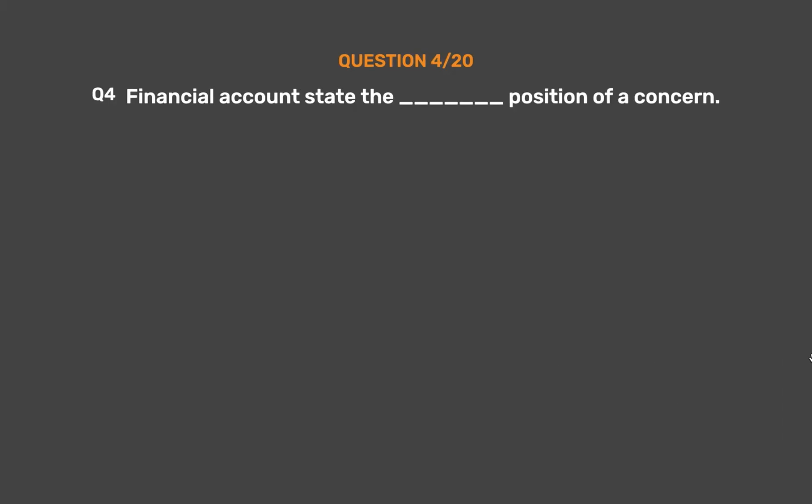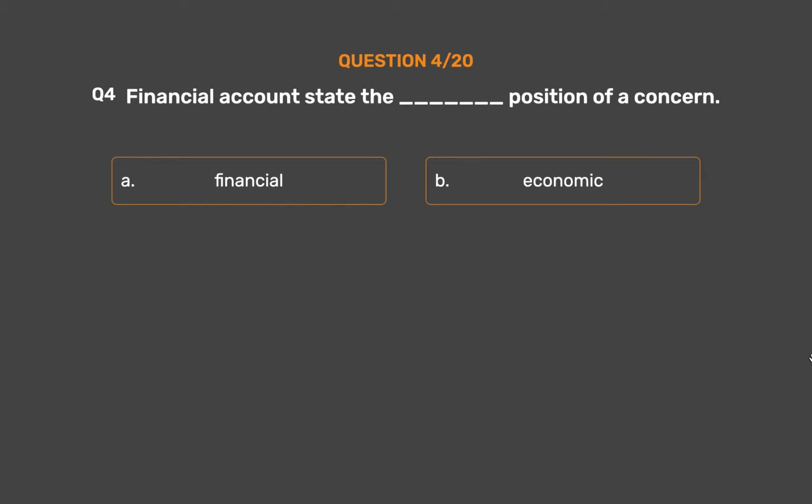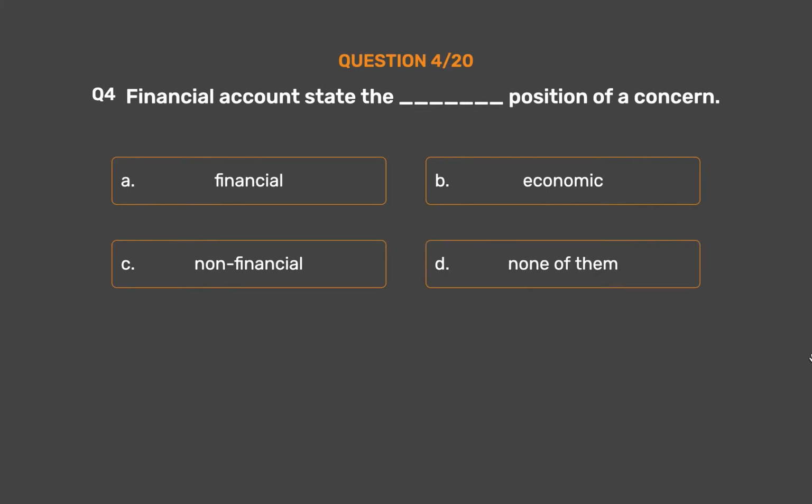Question number 4. Financial accounts state the _ position of a concern. Option A. Financial. Option B. Economic. Option C. Non-financial. Option D. None of them.